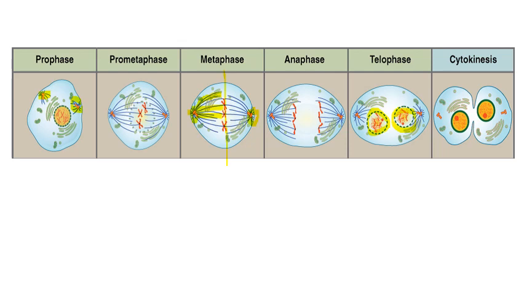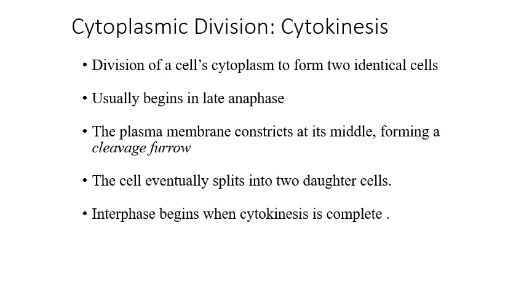The last step of the process is cytokinesis. And cytokinesis is when we actually separate the cells. So we're going to pinch those two cells apart from one another. Cytokinesis is the division of the cytoplasm. So it's a separate process from mitosis. It does start in late anaphase, but it completes itself after telophase.